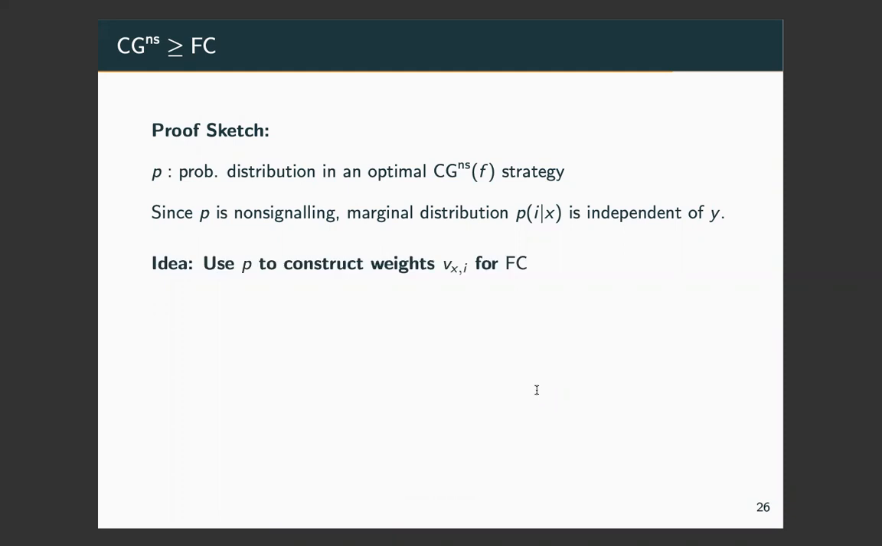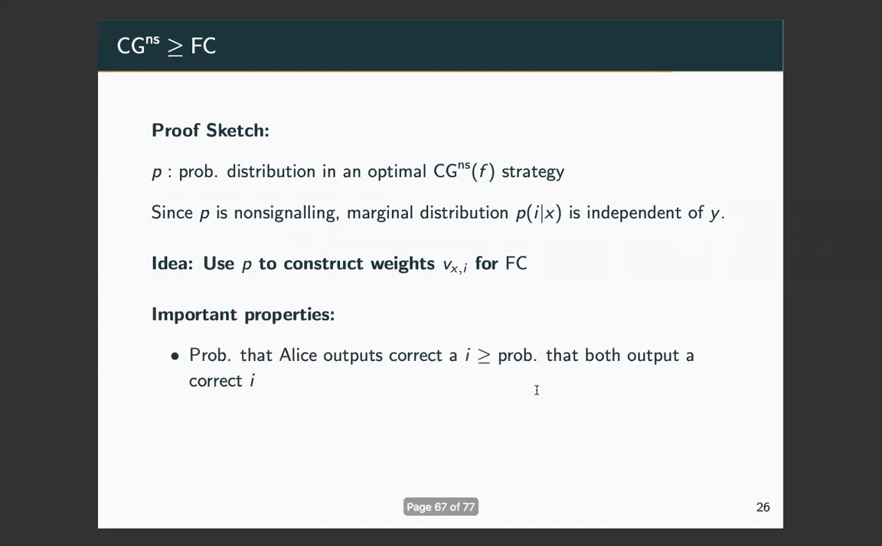Our idea would be to use the probability distribution P to construct weights Vxi's, which are feasible solutions for the fractional certificate complexity linear program. We will use the following important properties or inequalities in our proof. The first is that the probability that Alice outputs a correct index I is at least the probability that both of them output a correct index I. The second is that if delta is equal to 1 over CGNS of f, the probability that both output a correct index I is greater than or equal to delta.